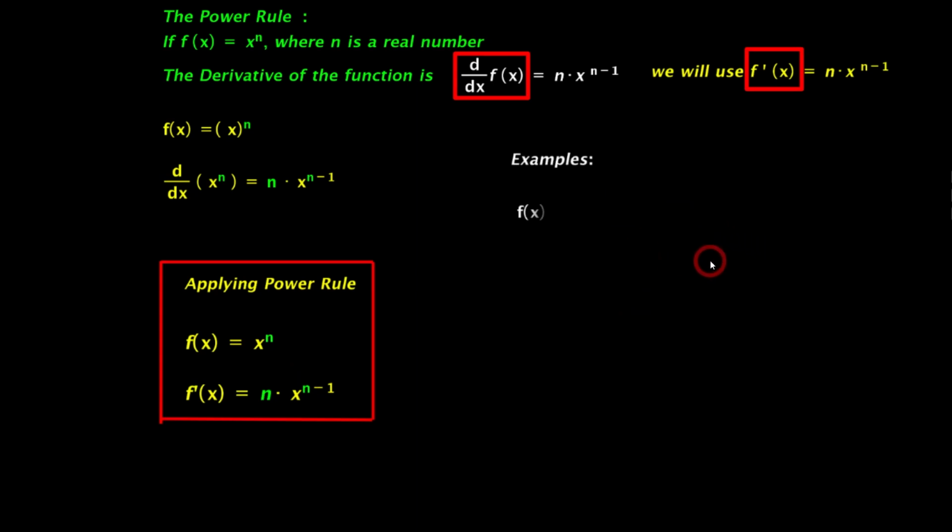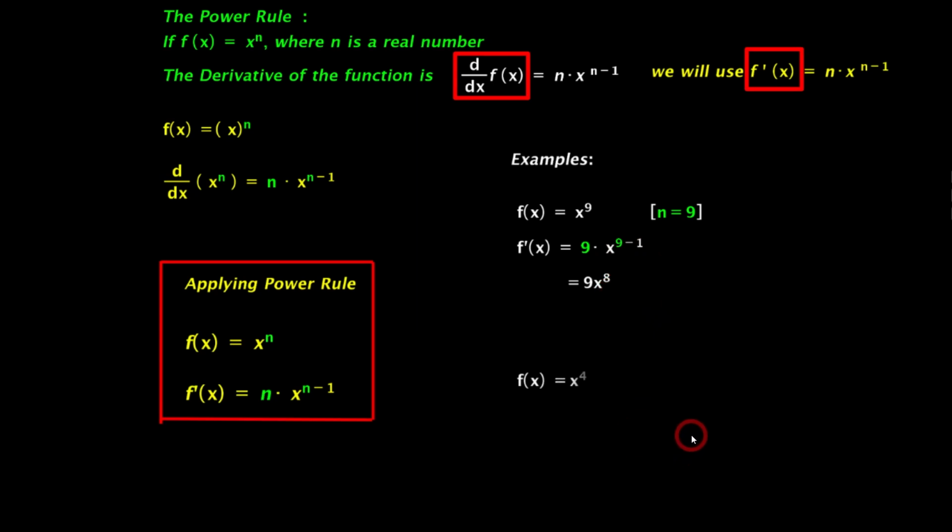First example, what if f of x is x to the 9? So n is 9. f prime of x, write the x, put the exponent on the left side: 9 times x, the new exponent 1 shorter, 9 minus 1. Simplification is 9 times x to the power 9 minus 1, which is x to the 8.